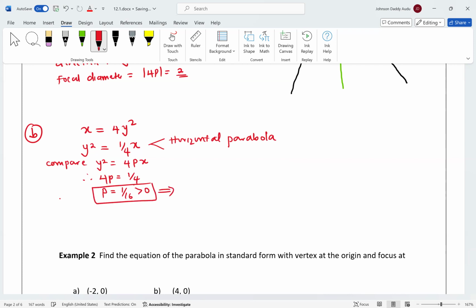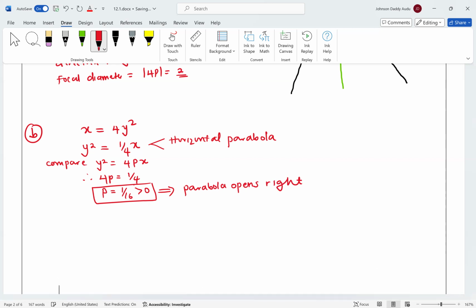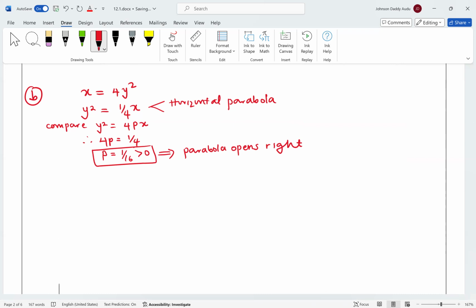Since it's greater than 0, it means the parabola opens to what? To the right. So you have a horizontal parabola which opens to the right because of what? The value of p. Now, we know two things. We know the vertex is clear. You start with the vertex. The vertex is going to be what? 0, 0, because there is no translation for x and y. So this is our vertex.